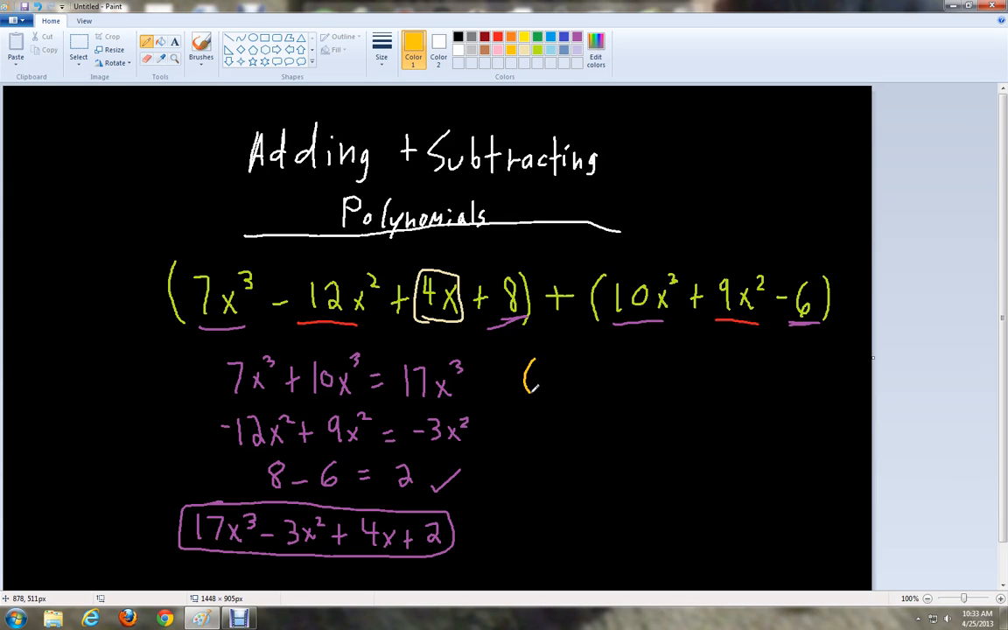Let's say we have 25t to the 4th plus 15t squared minus t, and then we say we're going to subtract, let's say, 50t to the 4th minus 31t squared minus t.